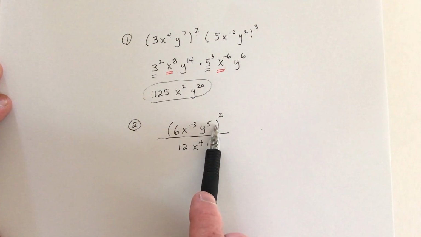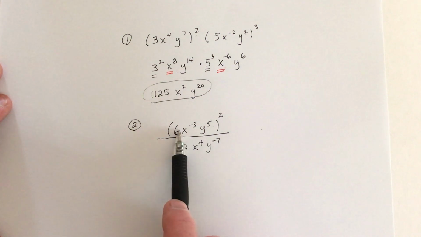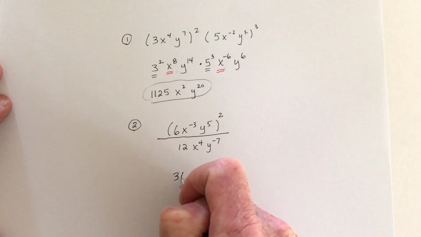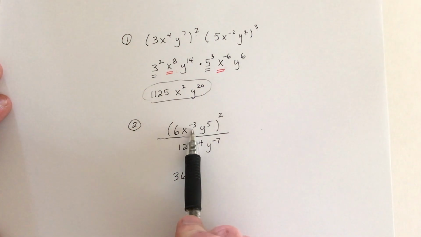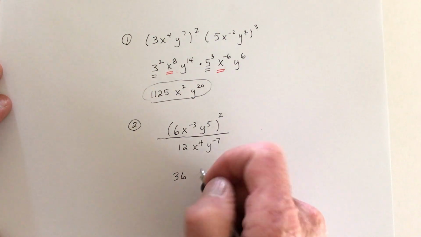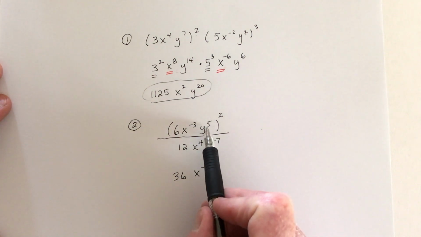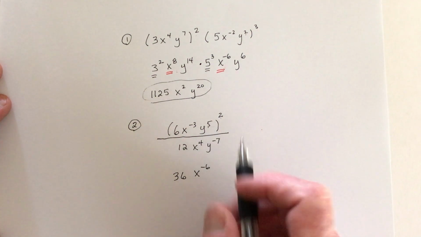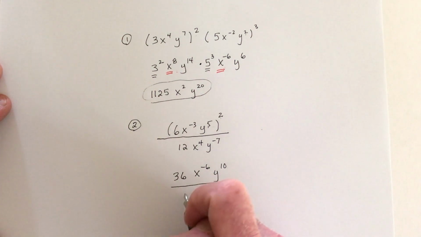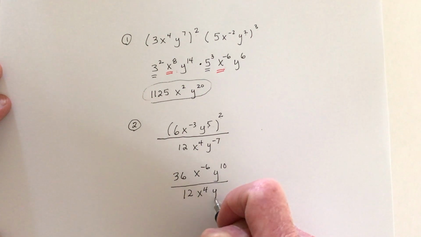So what I would do is simplify on the top first because everything needs to be squared. So there's going to be a 6 squared, and I know 6 times 6 is 36, so I'm just going to go ahead and put that. And in here, multiply the exponents. So 2 times negative 3 means we've got x to the negative 6. And then y is going to be 5 times 2, so that's y to the 10. And for now, I'm just going to recopy the bottom and then simplify for my last step.